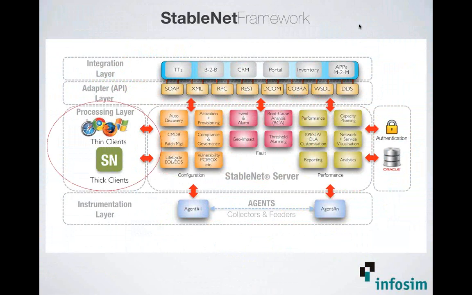Then we have the client access, the thick client being used mainly by operational staff for system setup and ongoing configuration and support, and the thin client web portal access for customized views for support staff and customers. At the adapter layer, on the top end part of the framework here, we have the API layer that provides integration for other systems and element managements, such as trouble ticket systems, business-to-business CRM portals, etc.